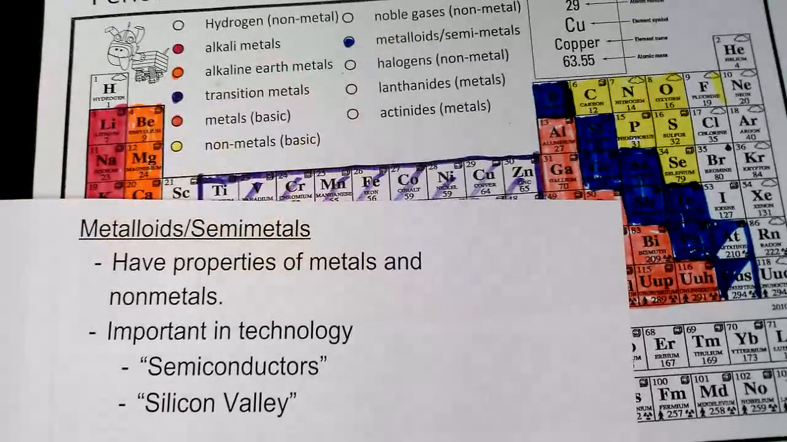Metalloids have properties of metals and nonmetals. So they have some conductivity, they have some malleability, but nowhere near as much as metals, and they're not nearly as brittle as nonmetals. Metalloids are very important in technology. They make things like semiconductors, which are really, really important in your cell phone and in computers. Think Silicon Valley. Silicon is the best definition I can give you of a metalloid.